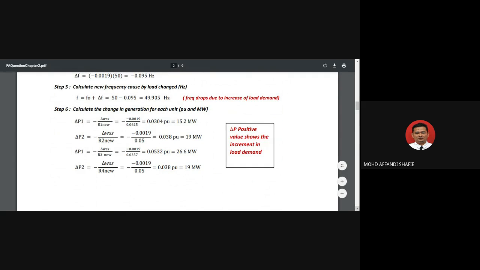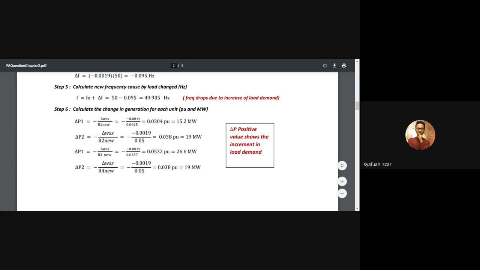And then now we try to calculate the new generation for each unit due to the increase of load demand. So that's why to get the delta P1, P2, P3 and P4 here, just apply this formula. This formula, delta omega SS, R1 new, and then you get this. And it is easy to check whether it is wrong or not. Normally delta P positive value shows the increment in the load demand. So it means that your delta P1, delta P2, delta P3 and delta P4 have positive sign. Right?